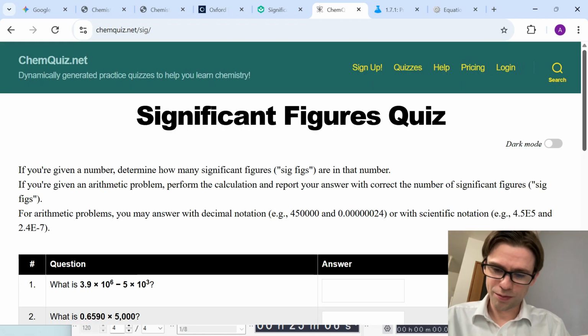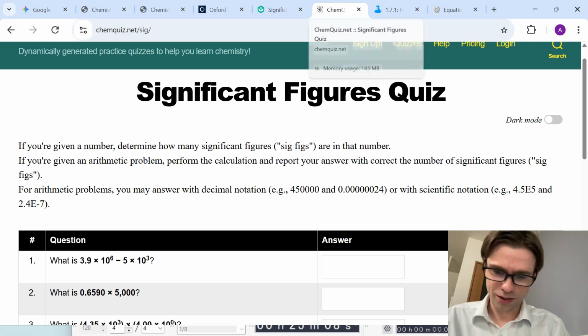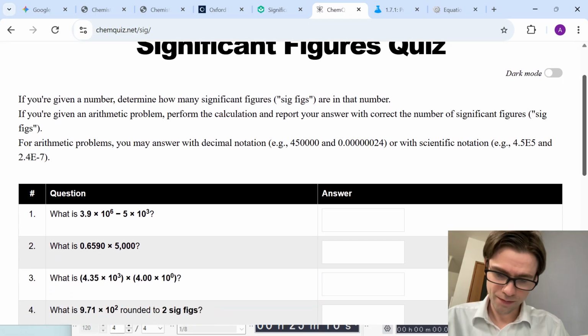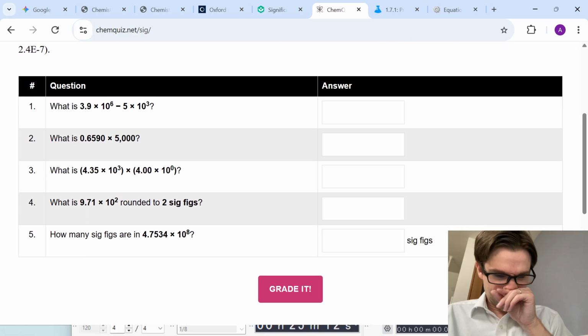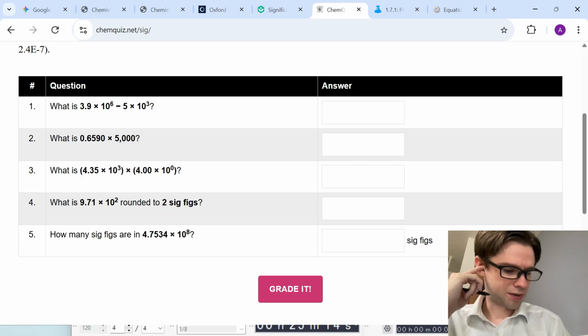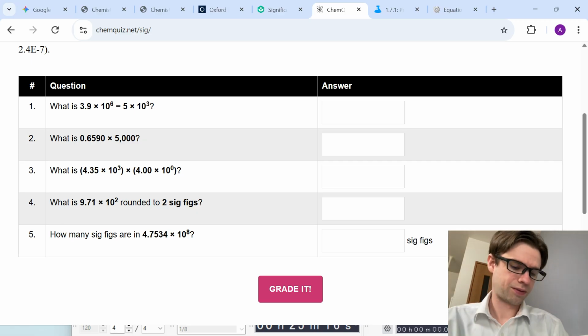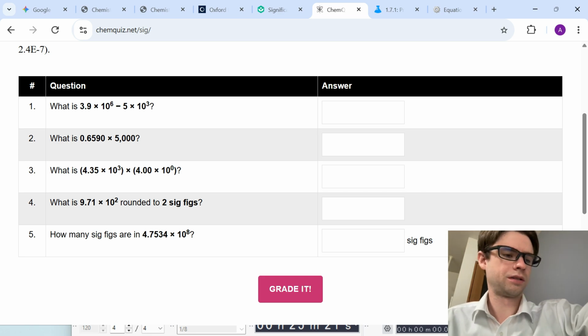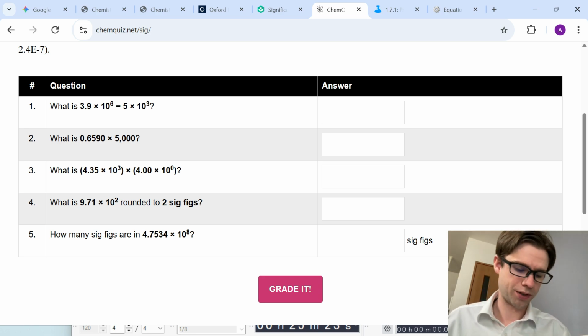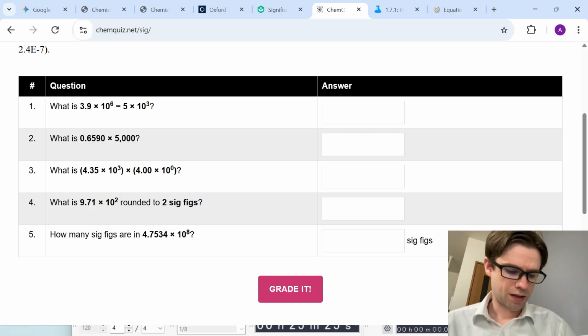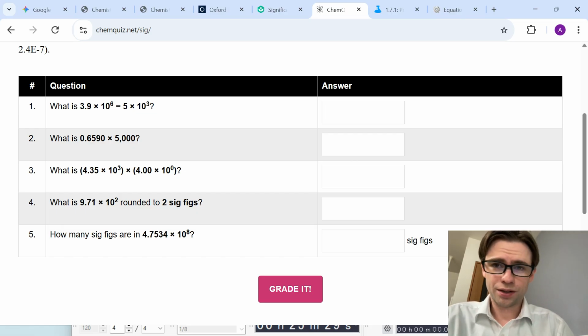I'm writing with a pen here, so it might be difficult for me to write some complex numbers, but let's try. So, what is 3.9 times 10 to the 6 minus 5 times 10 to the 3? So right away, it's kind of a challenge. So you have two different powers of 10, and you're trying to subtract these things. It's really not easy to do.